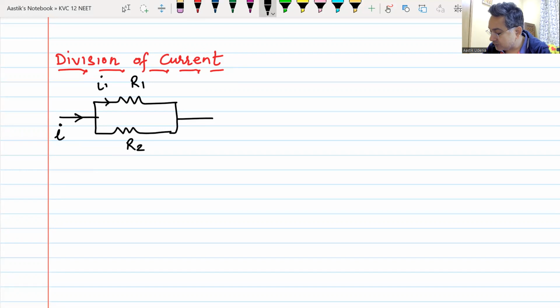The current that goes in this branch is I1. The current that goes in this branch is I2. They go like this and then they again become I. Do we understand this? Yes, sir.